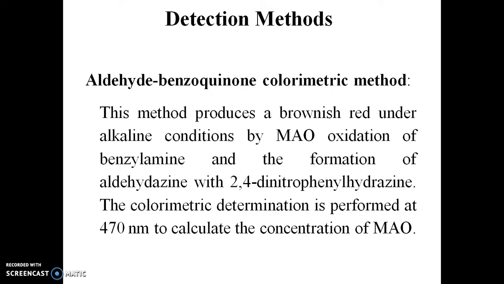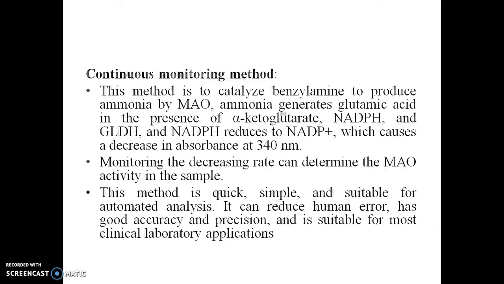The colorimetric determination of this product, the aldehyde with 2,4-dinitrophenyl hydrazine, is done at 470 nanometer to calculate the concentration of MAO. So this is very much important. And the second method is continuous monitoring. We will see in the diagnosis section why these two different methods are there. The first method was colorimetric and the second is also similar, but it is continuous monitoring.